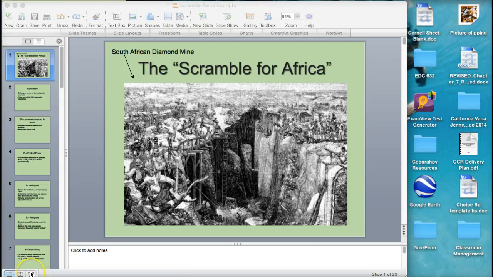All right, ladies and gentlemen, today what we're going to be talking about is what is known as the Scramble for Africa. And this is really the height of our imperialist era. The years that we're talking about here are going to be about 1880 to 1914. So if you need to put out to the side of the title of your notes, Scramble for Africa, your years are 1880 to 1914.